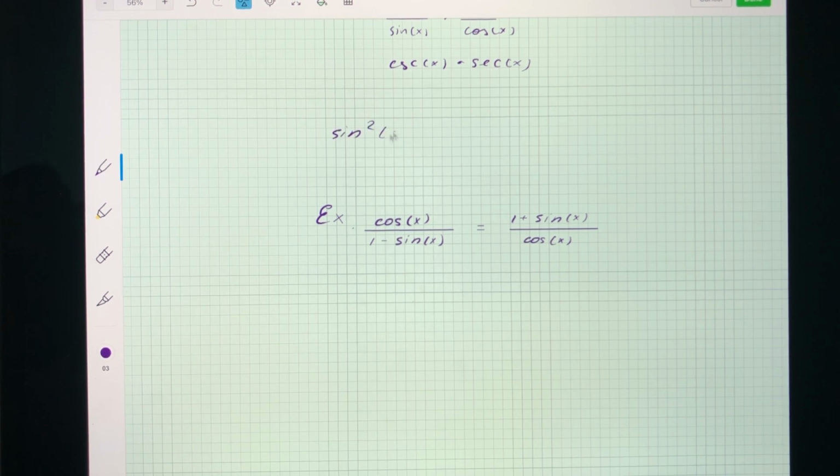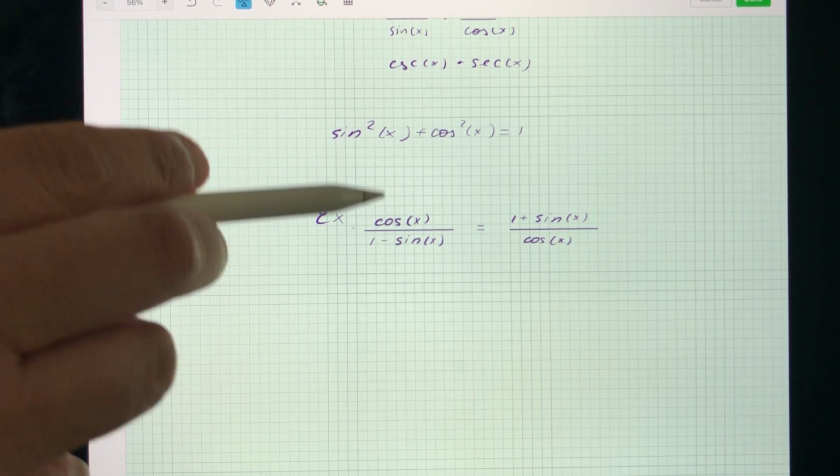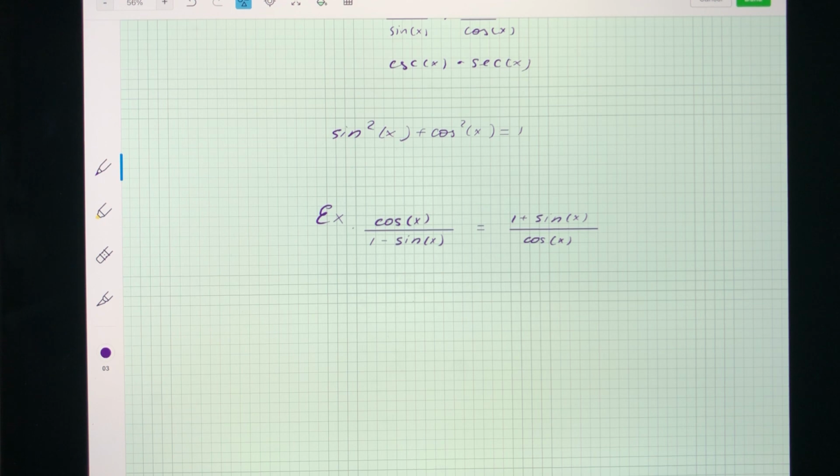Pythagorean identity sine squared x plus cosine squared x sometimes shows up in a different format. We can solve this formula for either sine squared or cosine squared. So for instance, we can say cosine squared is the same as 1 minus sine squared. And that is a true statement because it comes from the formula that we have already established.